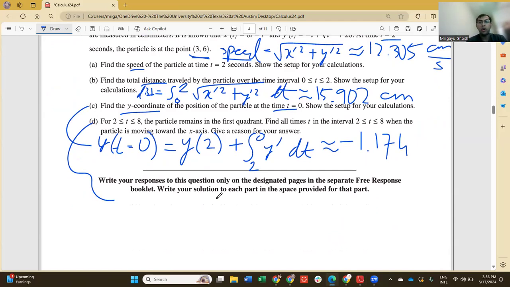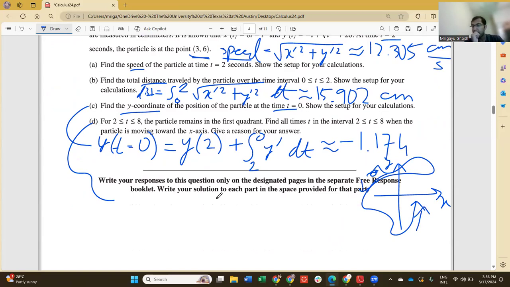So if I say that the particle is moving towards the x-axis, let me just draw this out a little bit. So I have a particle moving around. When is it moving towards the x-axis? Here it's moving towards, and here it's moving towards. So it's not, I'm not going to say it has nothing to do with it, but it's not whether y prime is less than 0, or whether x prime is less than 0. So, oh, actually, no, never mind.